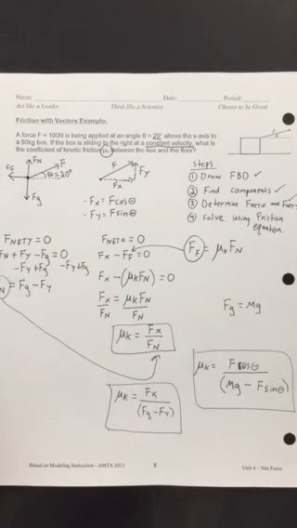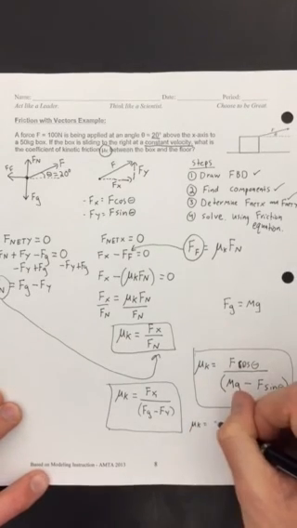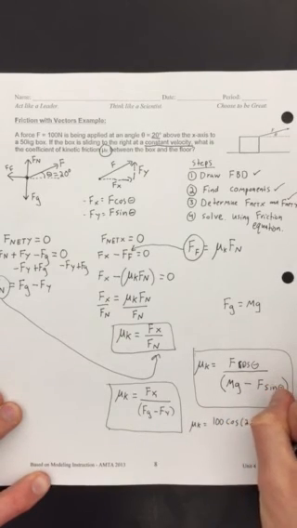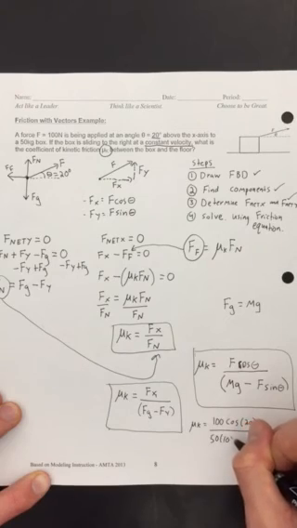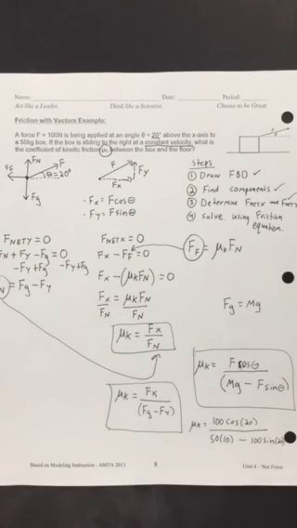Now, if I wanted to plug all of my numbers in, I can. The coefficient is equal to 100 times the cosine of 20, divided by 50 times 10, minus 100 times the sine of 20. And I'll need a calculator. Actually, on this video, because I'm running out of time, I'm not going to solve that out. But if we were to solve that out, we would find our coefficient of friction.